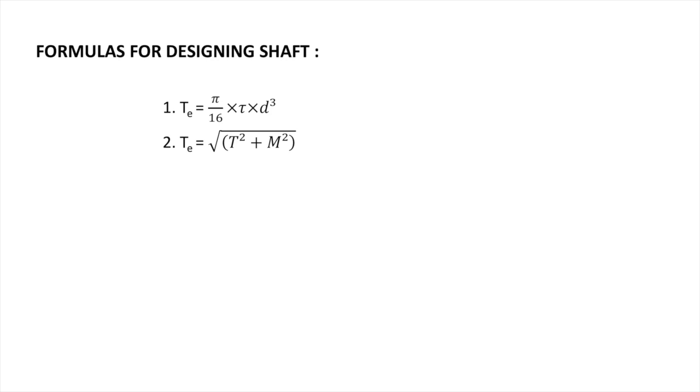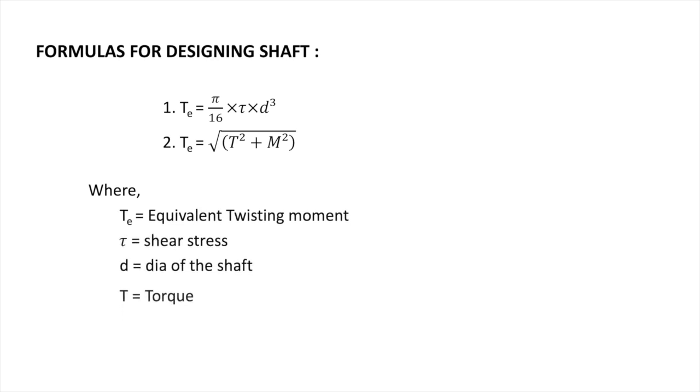Now what is this equivalent twisting force? We have got a formula to find this out, which involves the torque on the shaft and the moment on the shaft. And this is all about it. Now you can see the individual terms here. Okay, now let's move on to a problem to understand it better.